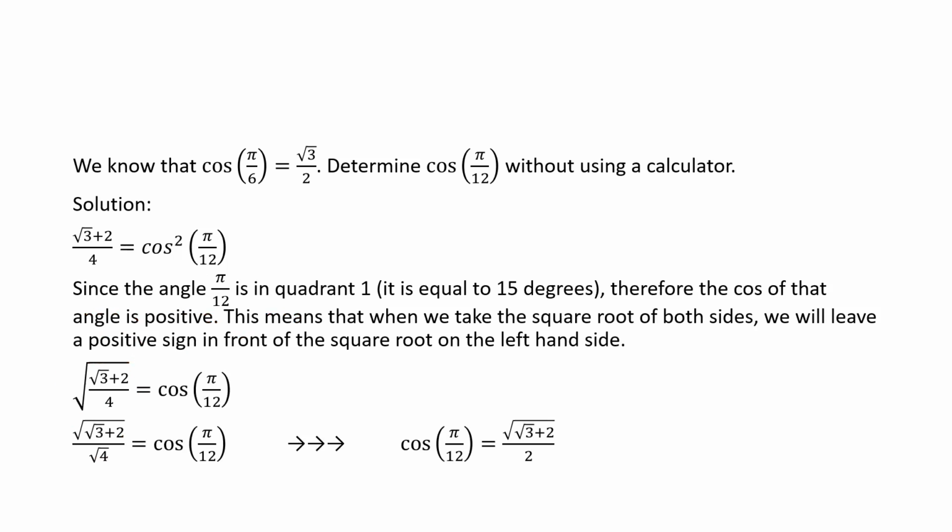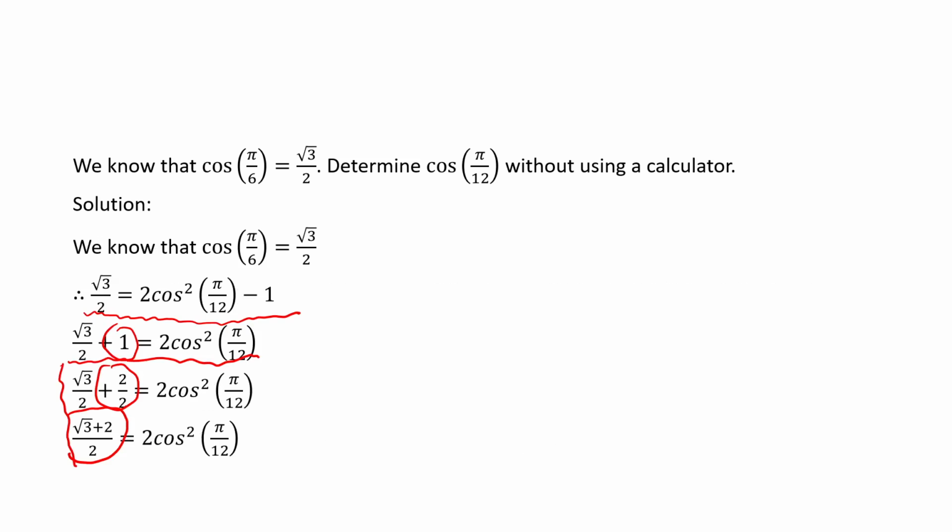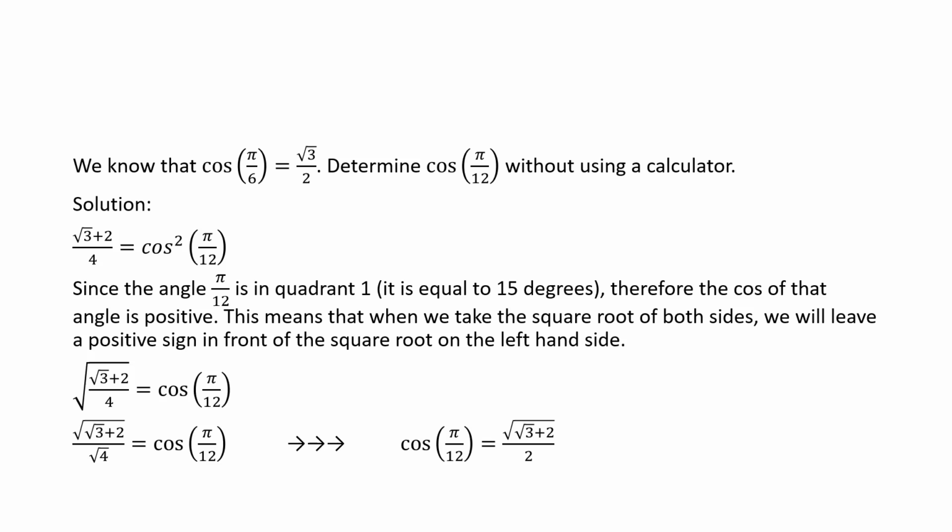If we divide both sides by 2, then on the left-hand side, we would get a denominator of 4, and on the right-hand side, that 2 would go away. And that's what we have at the top of the next slide. Root 3 plus 2 over 4 equals cos squared pi over 12. Now at this point, we know we're going to have to take a square root because we're trying to find the cos of pi over 12, and we have the cos squared of pi over 12.